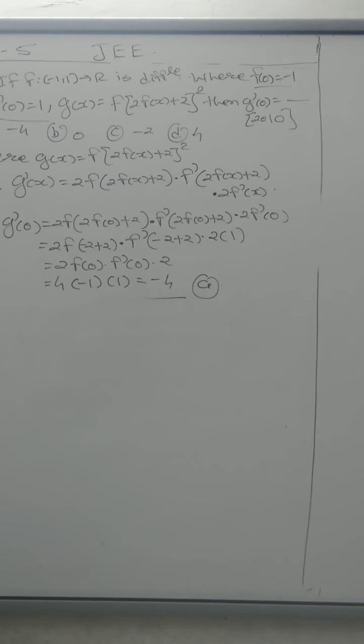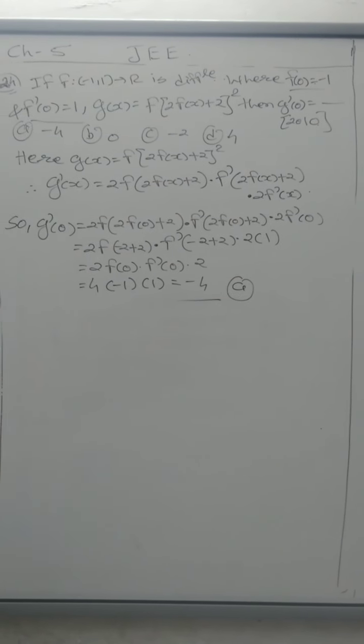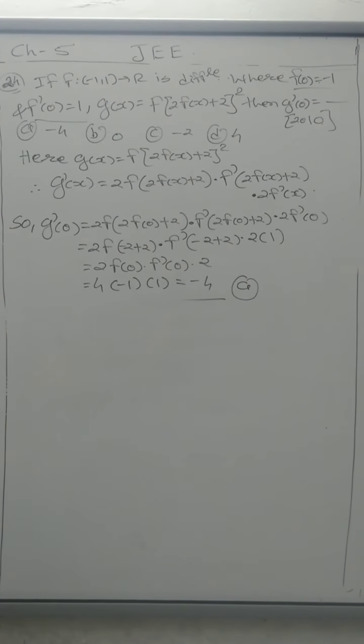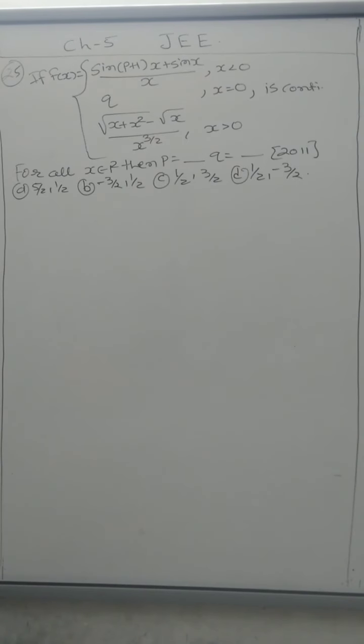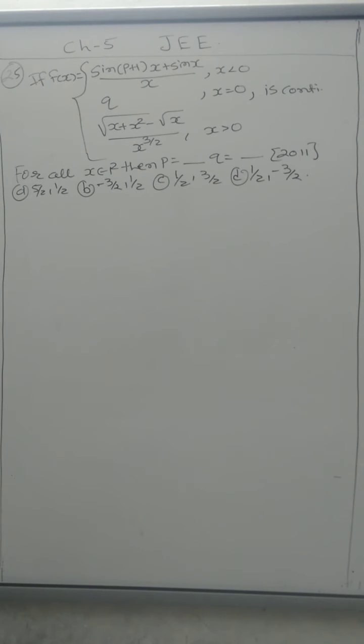Okay, then we go for the next one. Okay, 25th sum. If fx equal to sin of p plus 1 x plus sin x upon x for x less than 0, q for x equal to 0, root x plus x square minus root x upon x raised to 3 by 2 for x greater than 0, is continuous for all x belongs to R, then p and q is equal to dash. And this is 2011's question.